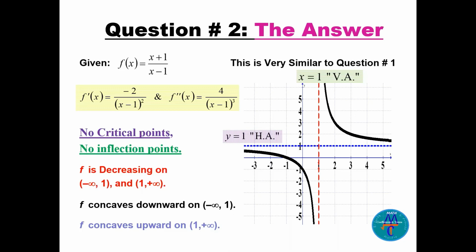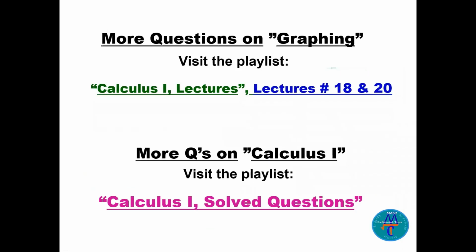Now, this is the answer for question number 2. We can see the graph here. Very similar steps to question number 1. The vertical asymptote is there, the horizontal asymptote is there, f prime, f double prime, etc. The only thing that is different is there is no hole. So this is two pieces, complete pieces. There is no hole in this graph.